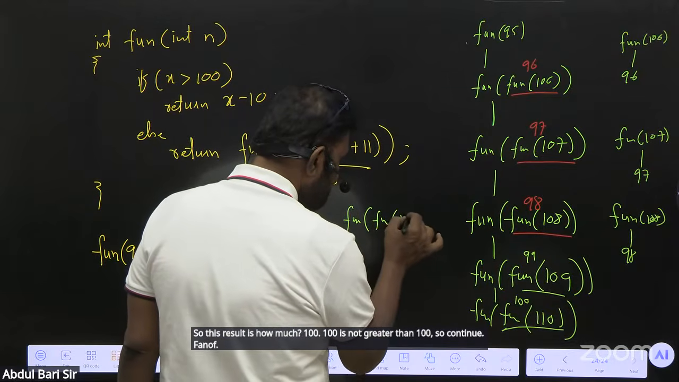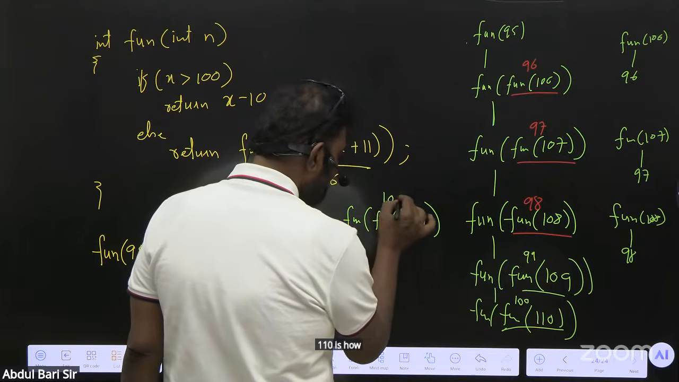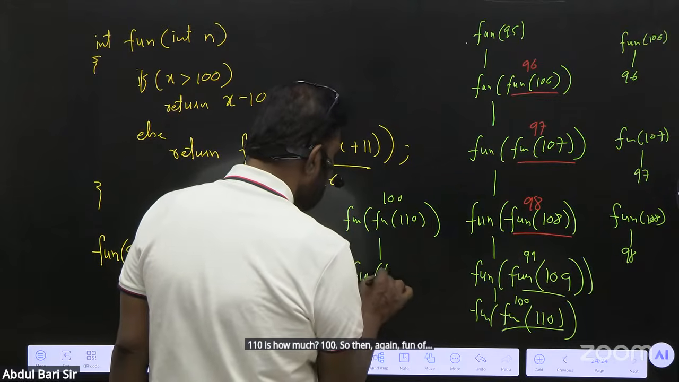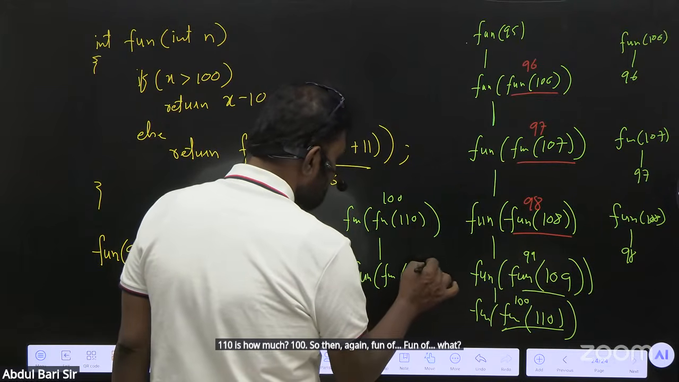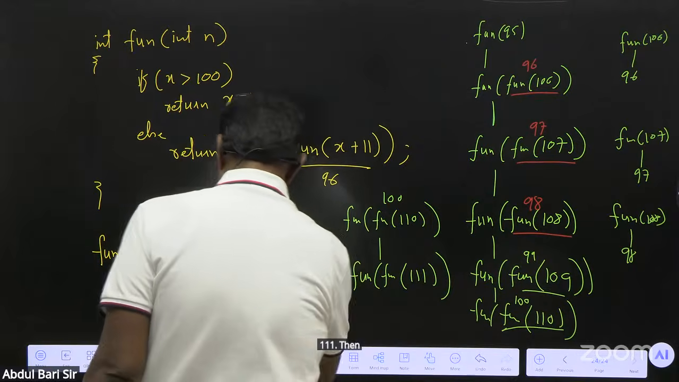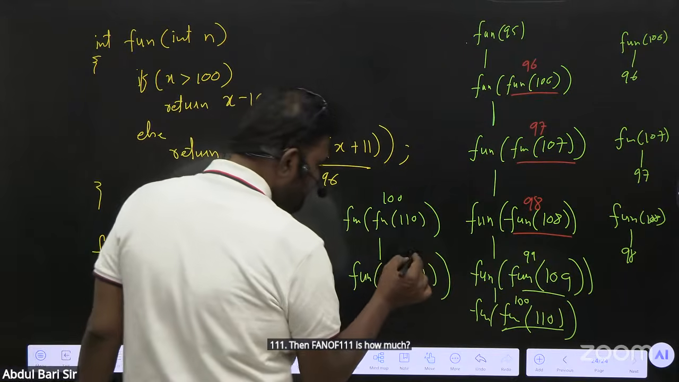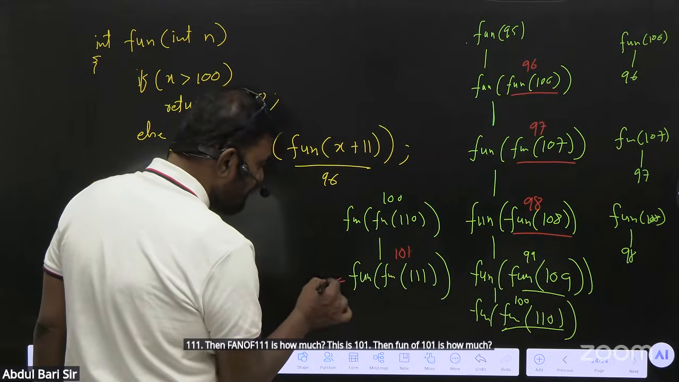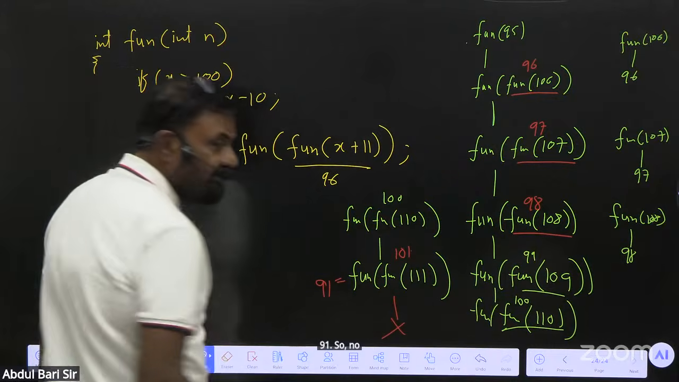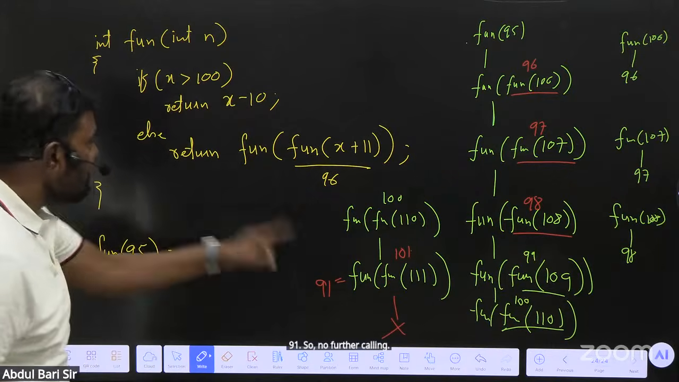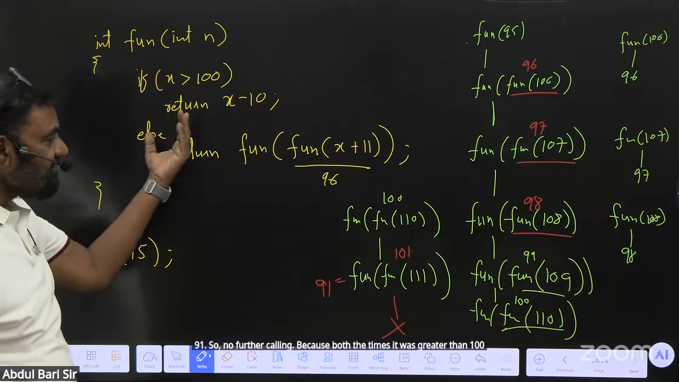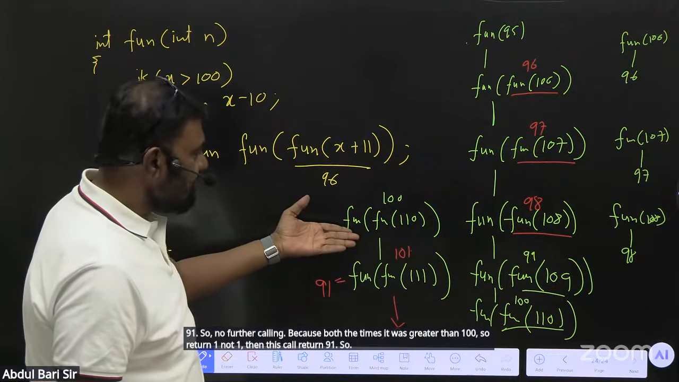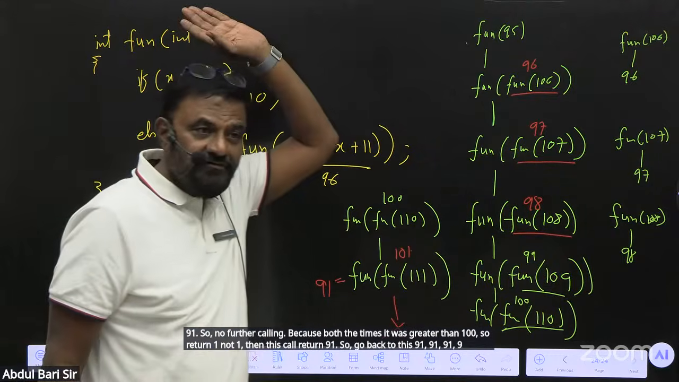Fun of 110 is how much? 100. So then again fun of what? 111. Then fun of 111 is how much? This is 101. Then fun of 101 is how much? 91. So no further calling, because both the times it was greater than 100. So return 101, then this call returns 91. So go back to this 91, 91, 91, 91, 91. All the functions will return 91.